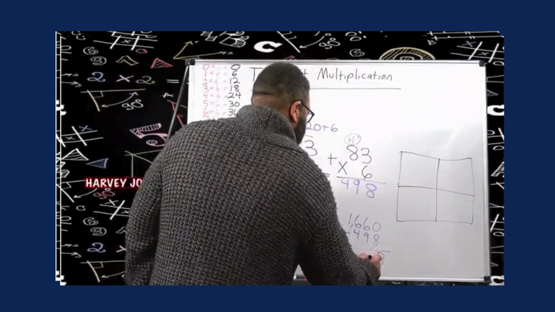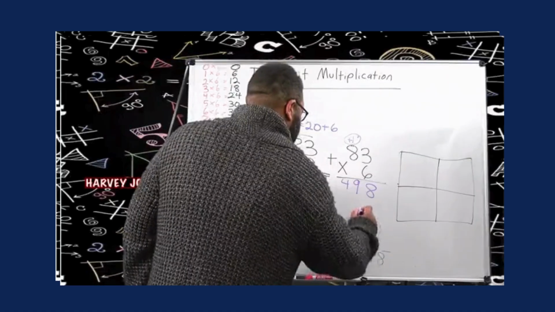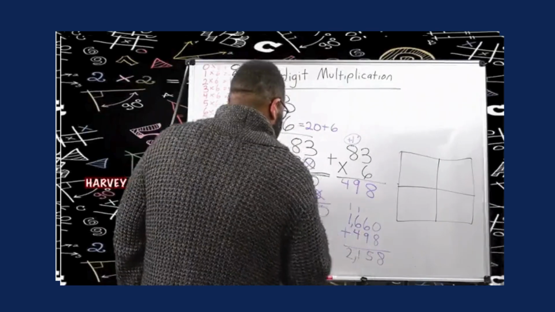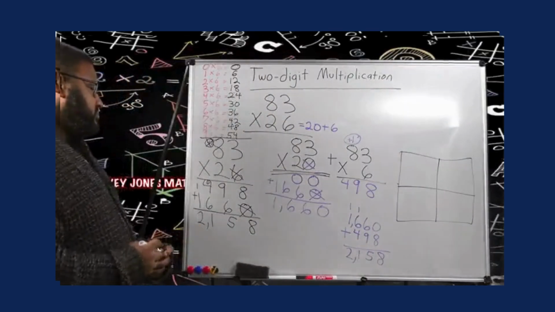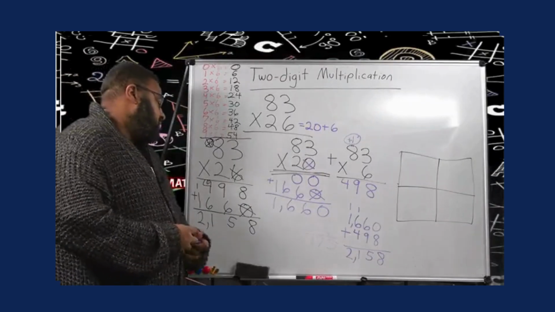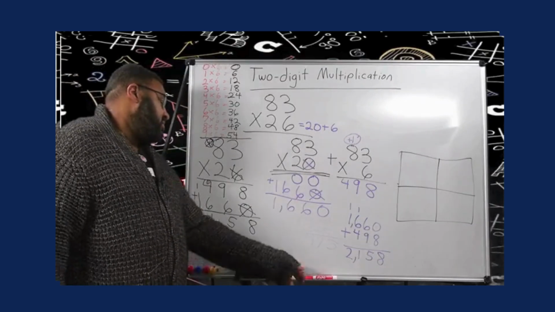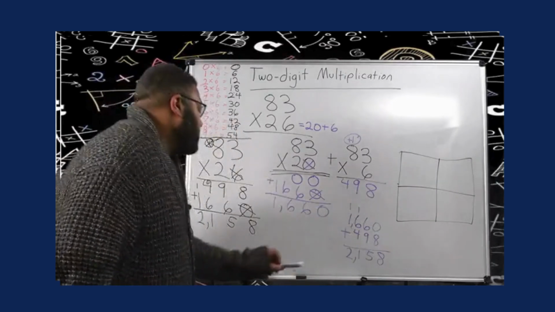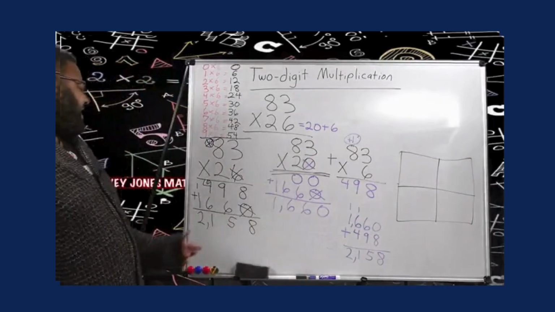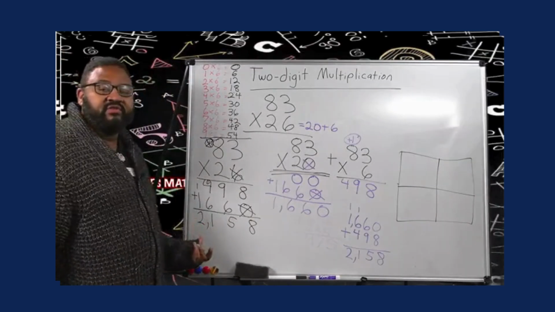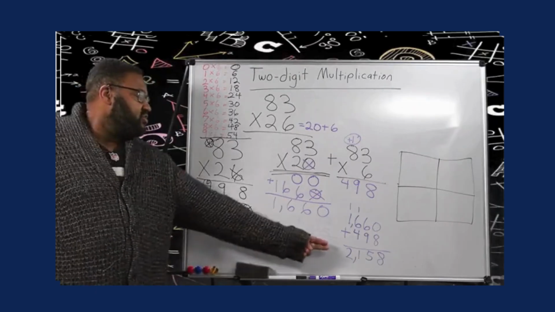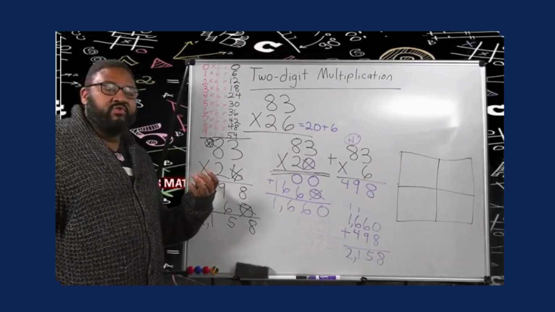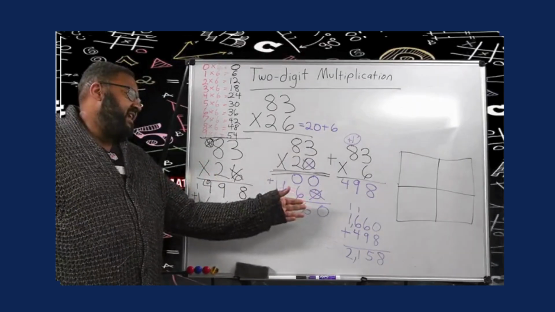8, 15, 11. Questions or concerns? Excuse me. As you can see, I got the same answer. 2,158. This is Daddy's way or traditional way. This is the modified Daddy's way.